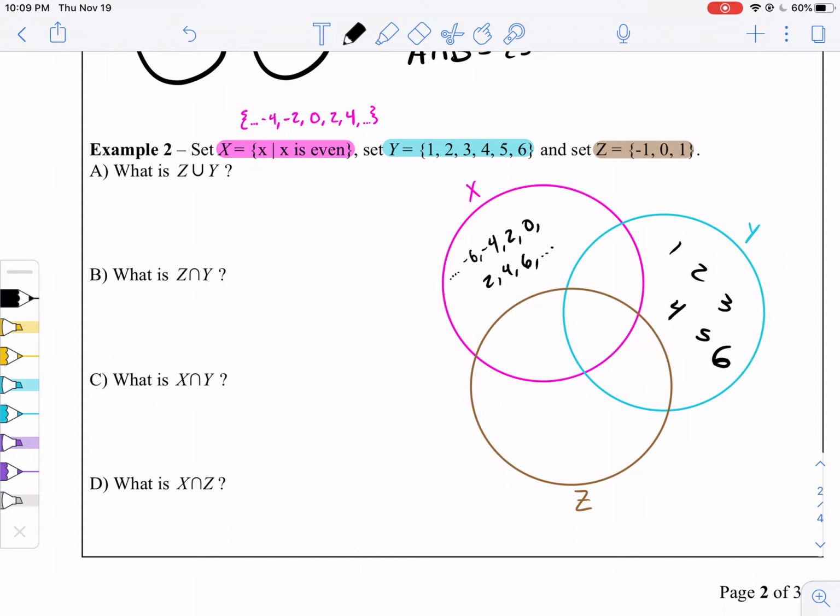Oh, but there's some overlap. Look, they both have 6, they both have 2, and they both have 4. So these need to go in here. Those are some intersections because they occur in both the pink and in the blue. And then set Z is negative 1, 0, and 1. Oh, but check it out. 1 occurs in Z and in Y. So we're going to put 1 in their intersection. And 0 occurs in Z and in X. So we're going to put 0 in their overlap area instead.